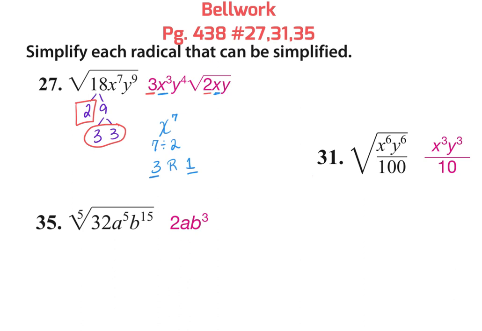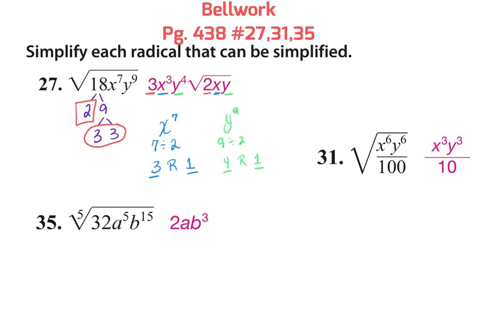I'm going to do the same thing with the y to the 9th. I'm going to say 9 divided by 2, that is 4 with the remainder of 1. 4 represents how many y's I took out. 1 represents how many y's stayed in.